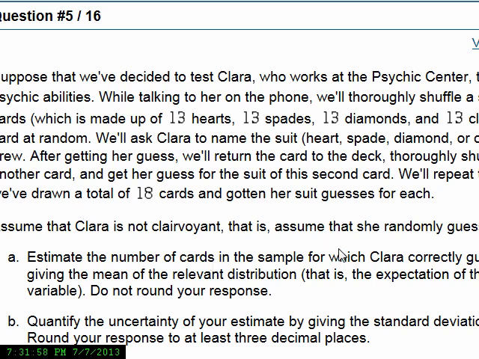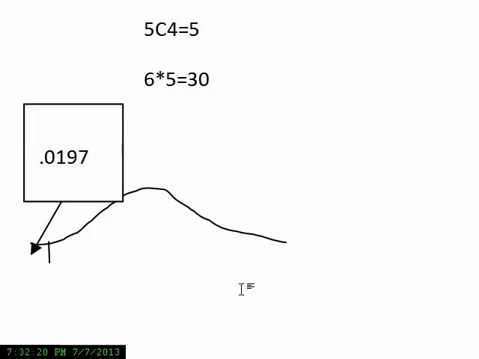Estimate the number of cards in the sample for which Clara guesses correctly by giving the mean. So they want us to find the mean of this, and then they want us to quantify it by finding the standard deviation. And so it turns out you're either going to guess the suit right or guess the suit wrong. So the probability of guessing the suit right is 1 out of 4, and so I'll capture that in Word.